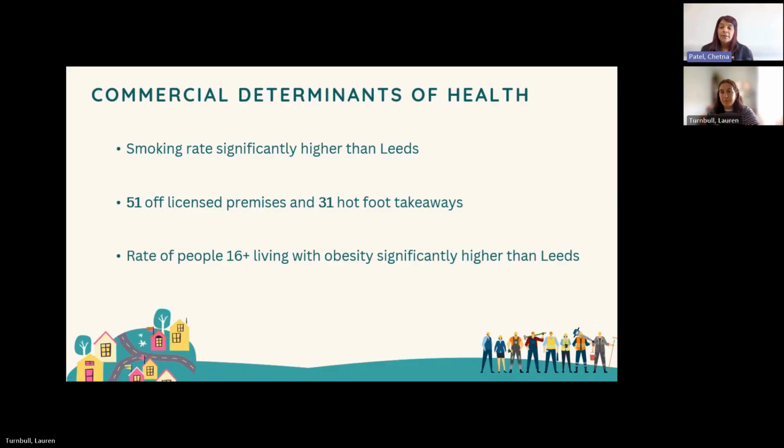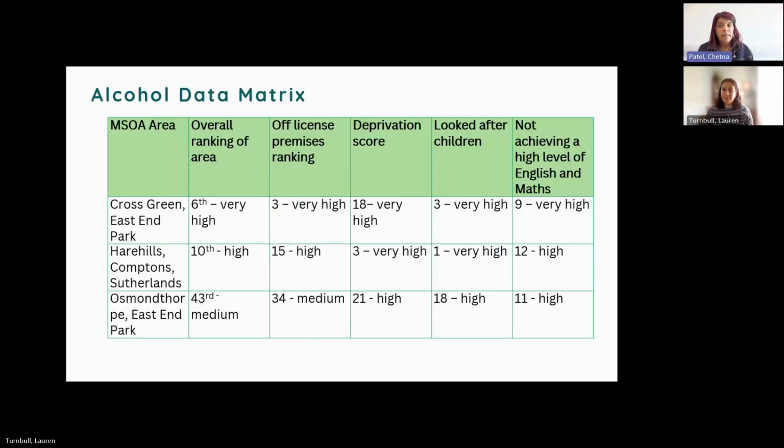So we know that those places that sell hot food, and often we get the feedback that children and parents use hot food takeaways because it's an easier way to feed people and their children. So that's a big issue for us in our area, and that's again feedback we get from our colleagues and from communities. So yeah, major issues around commercial determinants of health. And if we move on, we've got the alcohol data matrix, not like the matrix.